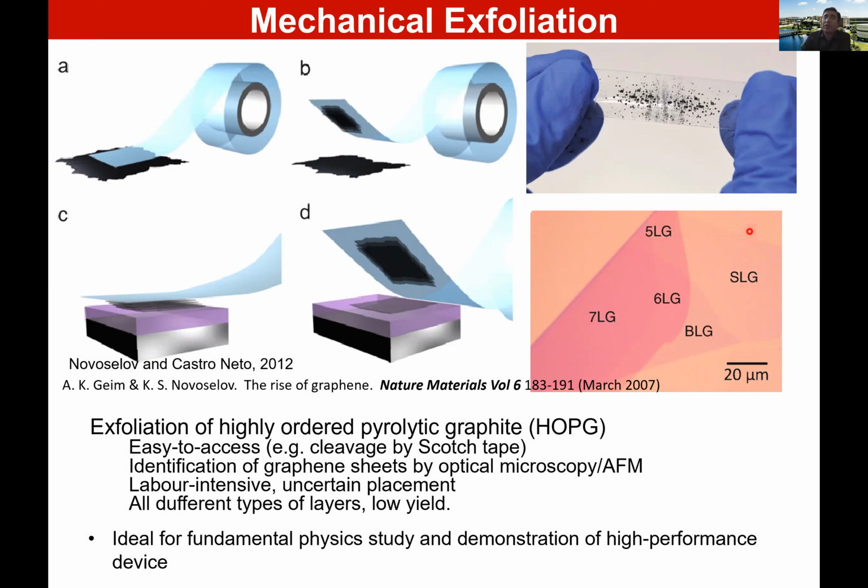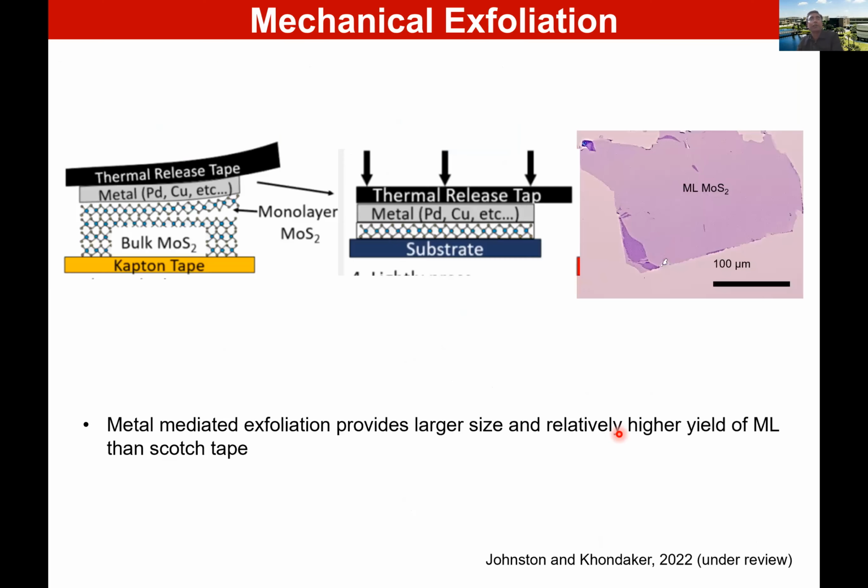The bad thing about it is a cumbersome process. The yield is frustratingly low, and you not only get single layer, but you will also get many other layers. But physicists love them because you can show the best performing devices. So if you want to write a Nature paper or Science paper, you start with a highly crystalline material, right? Because that's where the best physics will come out.